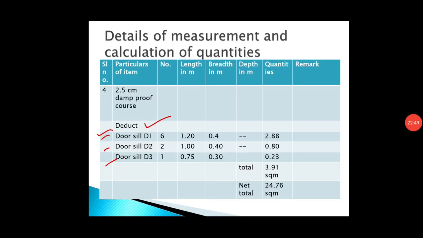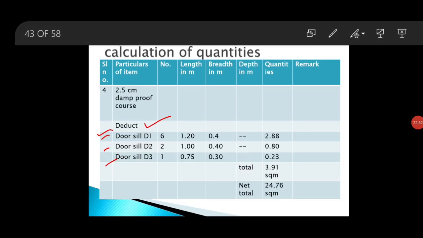Now we will move to the details of measurement form. In the details of measurement form, this number is 5. D1 type of door, there are 5 numbers of D1 type of door. Length is 1.2, width is 0.4. Then by multiplying all these three, we will get the quantity as 2.88 square meter. Next we will move to D2 type of door.